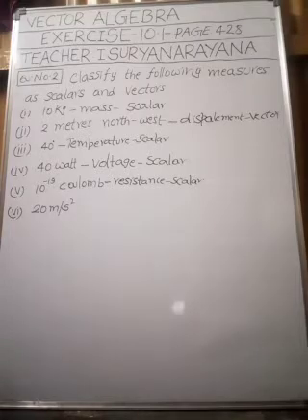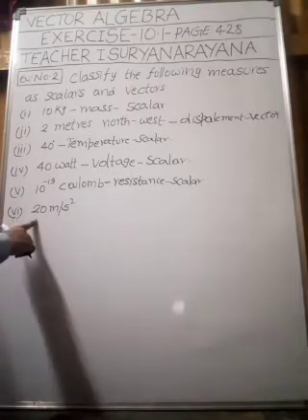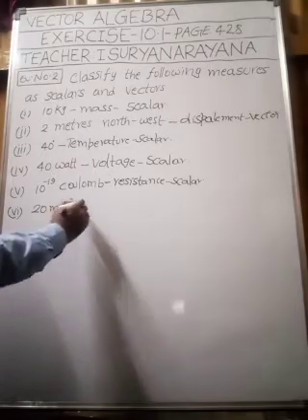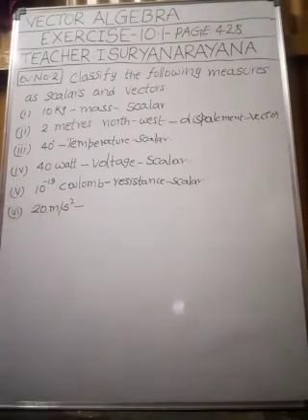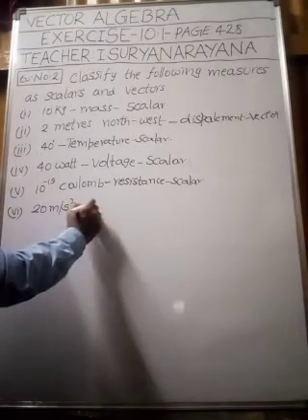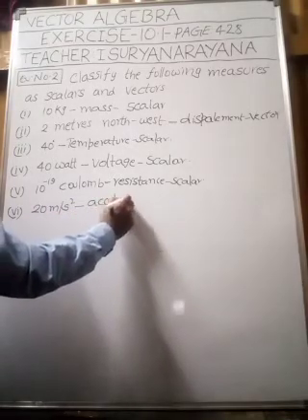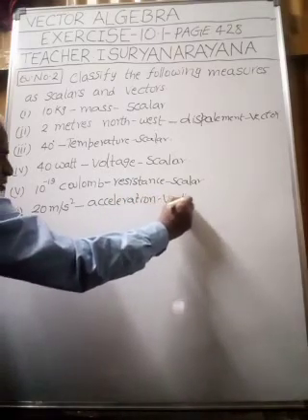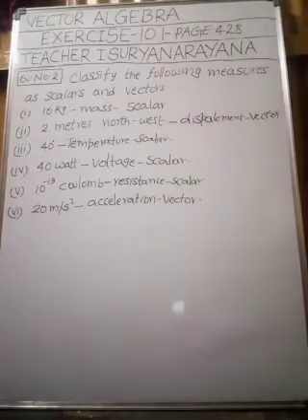Right. Now, next question. 20 meters per second square. It is the units. This unit denotes acceleration. Acceleration. Yes or no, my children? So it is a vector. Understood this point, my children?